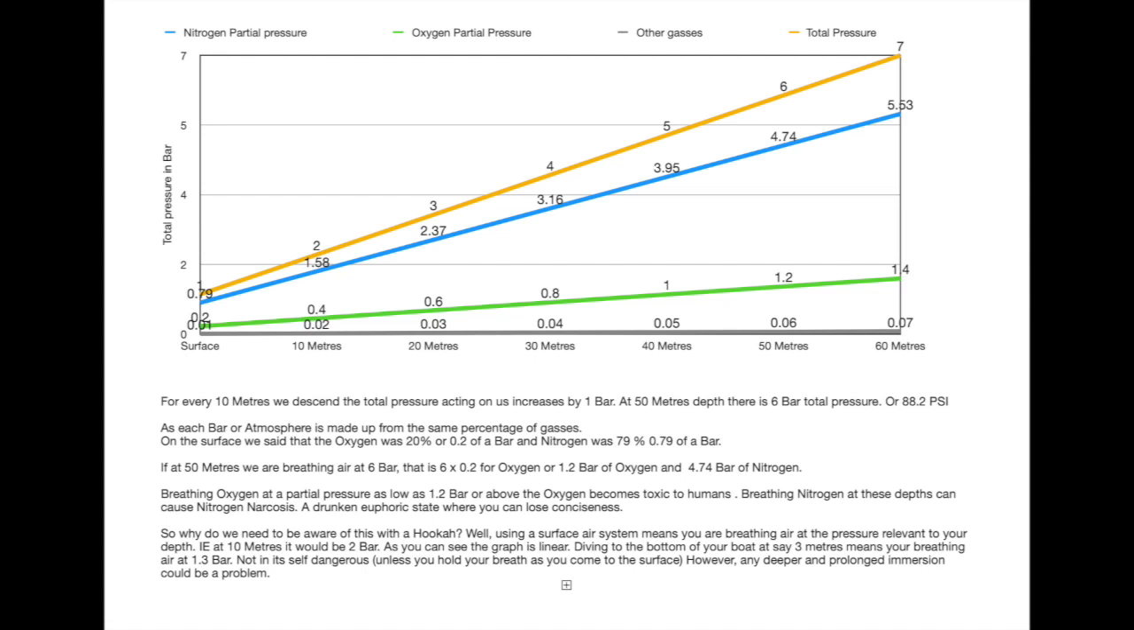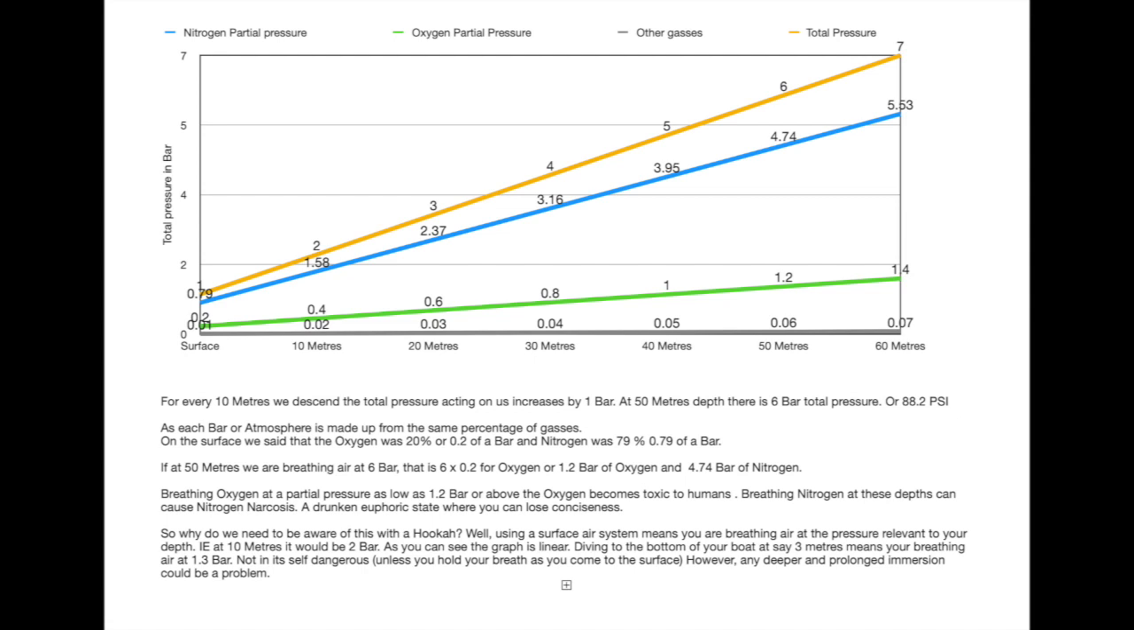Each bar or atmosphere is made up from the same percentage of gases on the surface. We said that oxygen was 20%, or 0.2 of a bar, and nitrogen was 79%, or 0.79 of a bar. If at 50 metres we are breathing air at 6 bar, that's the equivalent of 6 times 0.2 bar, or 1.2 bar of total oxygen. And the same applies with nitrogen, at 4.74 bar of nitrogen.